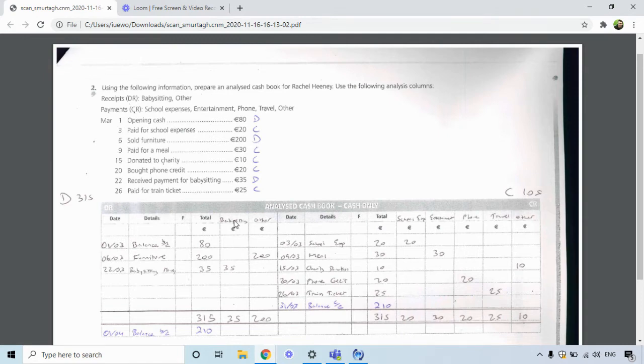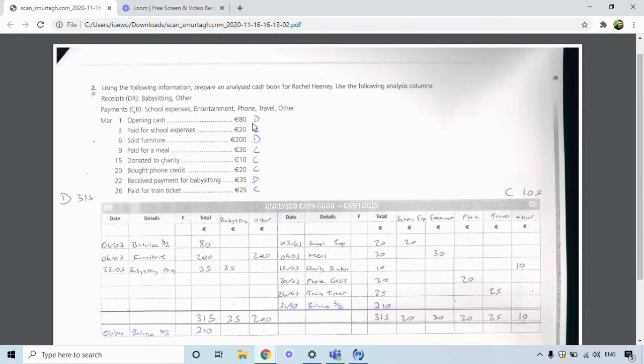So on the debit side, you got babysitting there, and you got other there. And then on the credit side, you got your school expenses, entertainment, phone, travel, and other. So then what we do is we go through the workings, and my advice would be to put the letter D for debit or C for credit beside each working. So to double check, then you know where everything goes.